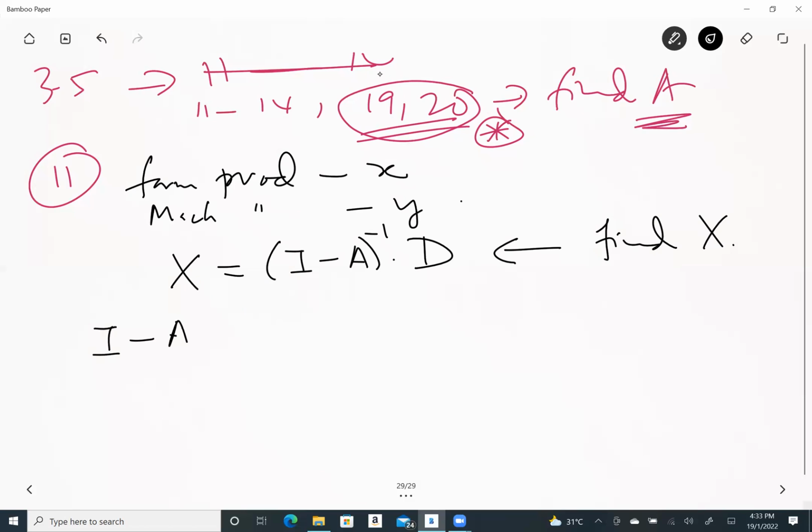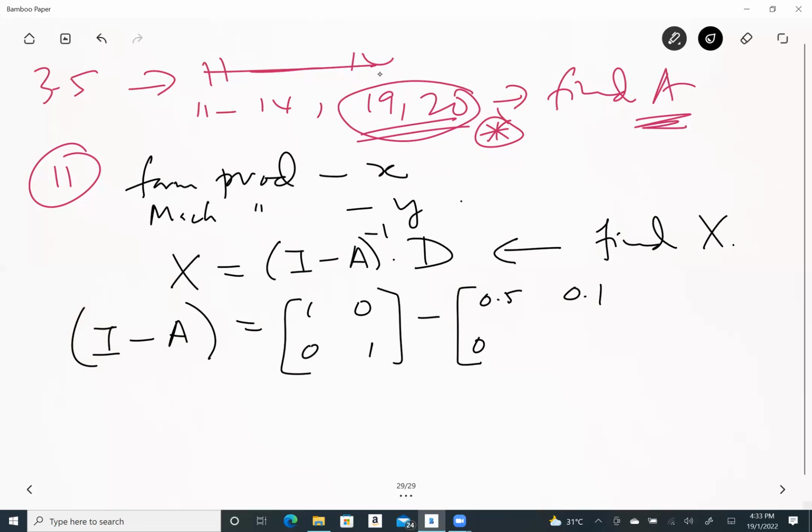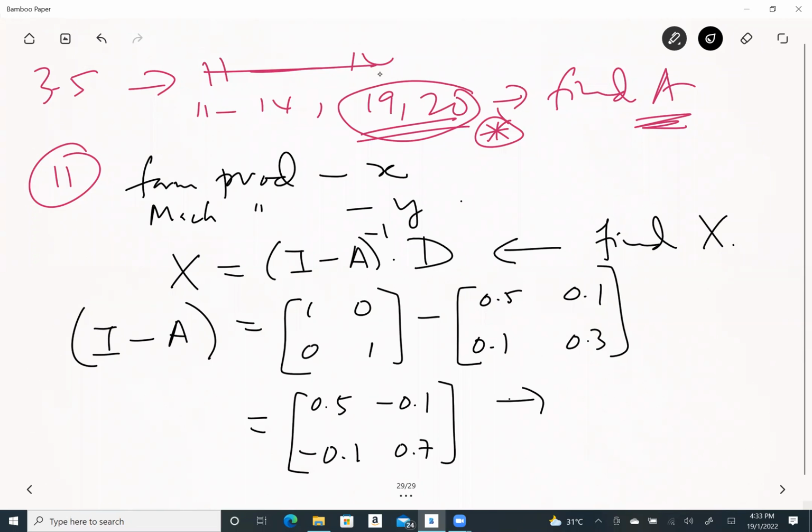So you find I minus A. I minus A is equal to the identity matrix 1001 minus the matrix A, which is 0.5, 0.1, 0.1, 0.3. That equals 1 minus 0.5, that is 0.5; 0 minus 0.1, that is negative 0.1; here negative 0.1; and here 0.7. So I got I minus A. So you find the inverse of I minus A.